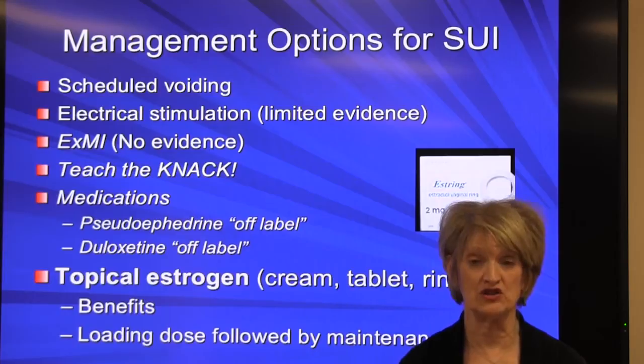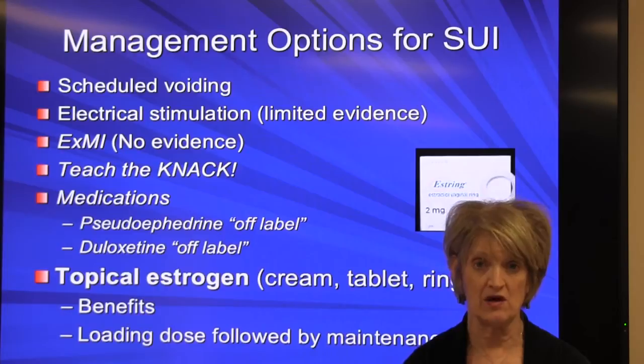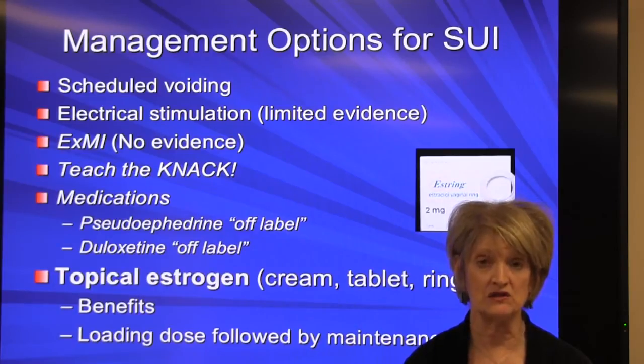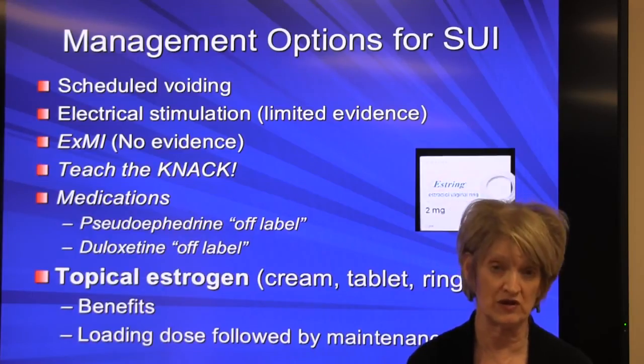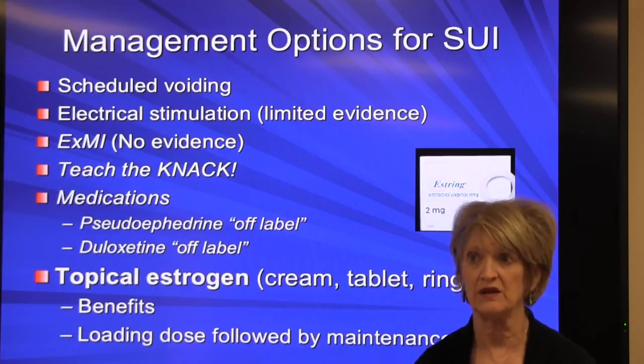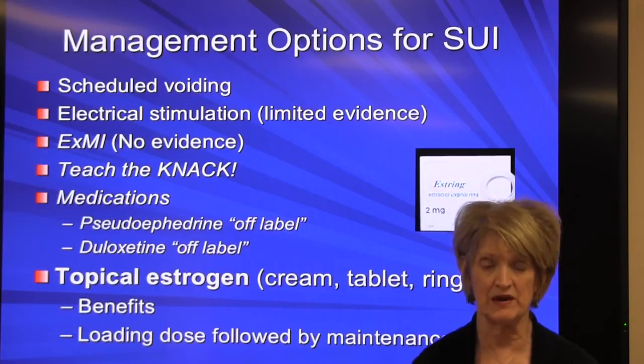What about topical estrogen? Absolutely. If you have a postmenopausal female who has evidence of urogenital atrophy, so atrophic vaginitis, atrophic urethritis, topical estrogen can be of significant benefit because it is going to rehydrate and replump the urethral tissues. It is going to improve urethral coaptation as well as reducing urethral irritability and bladder irritability. So very definite benefits.